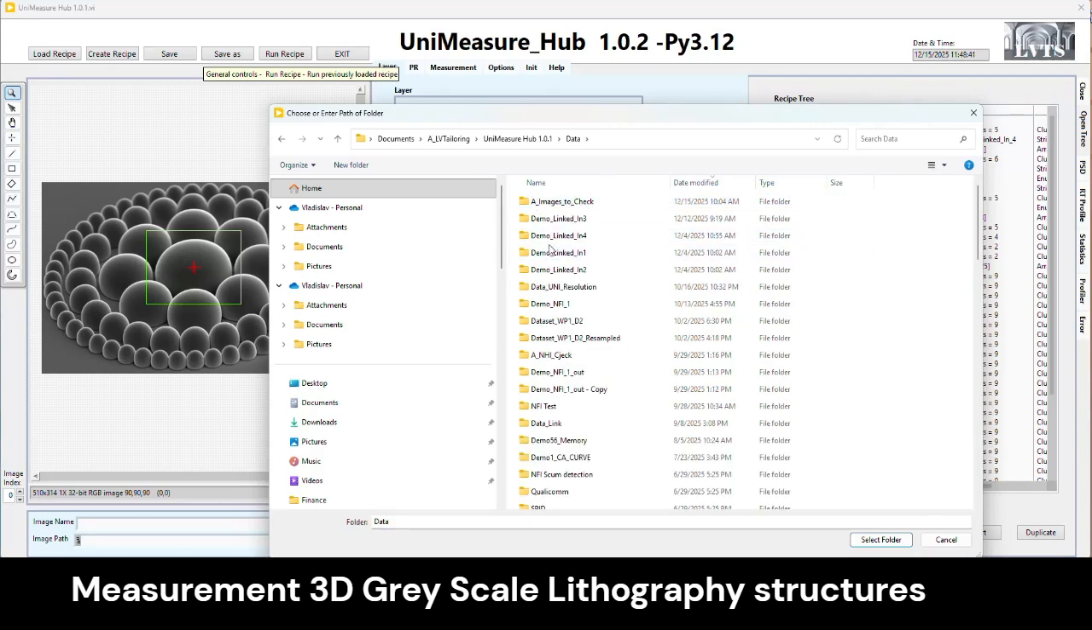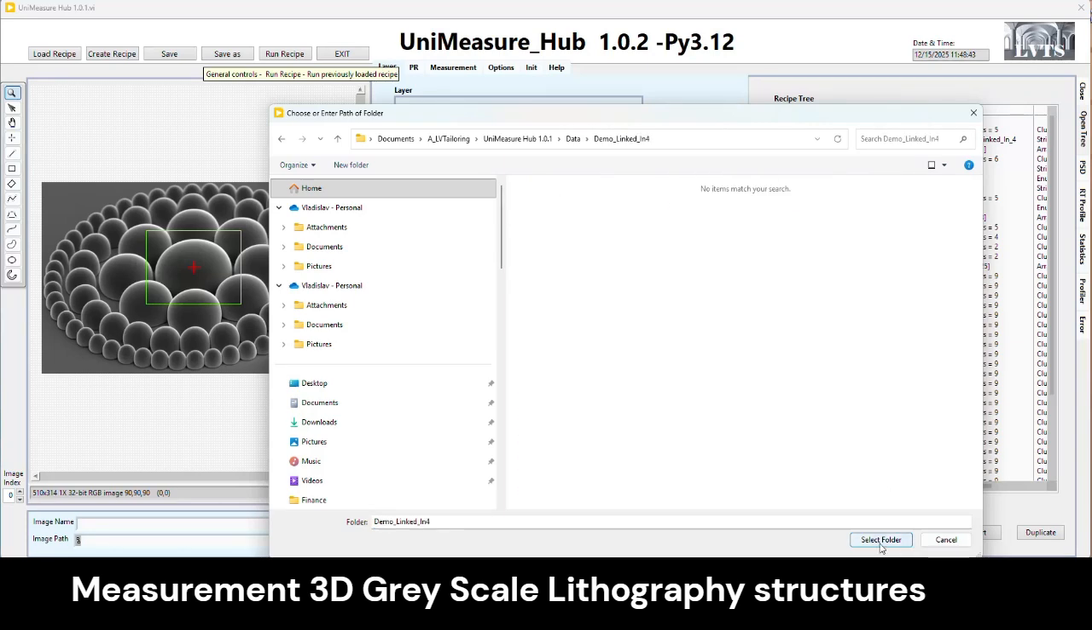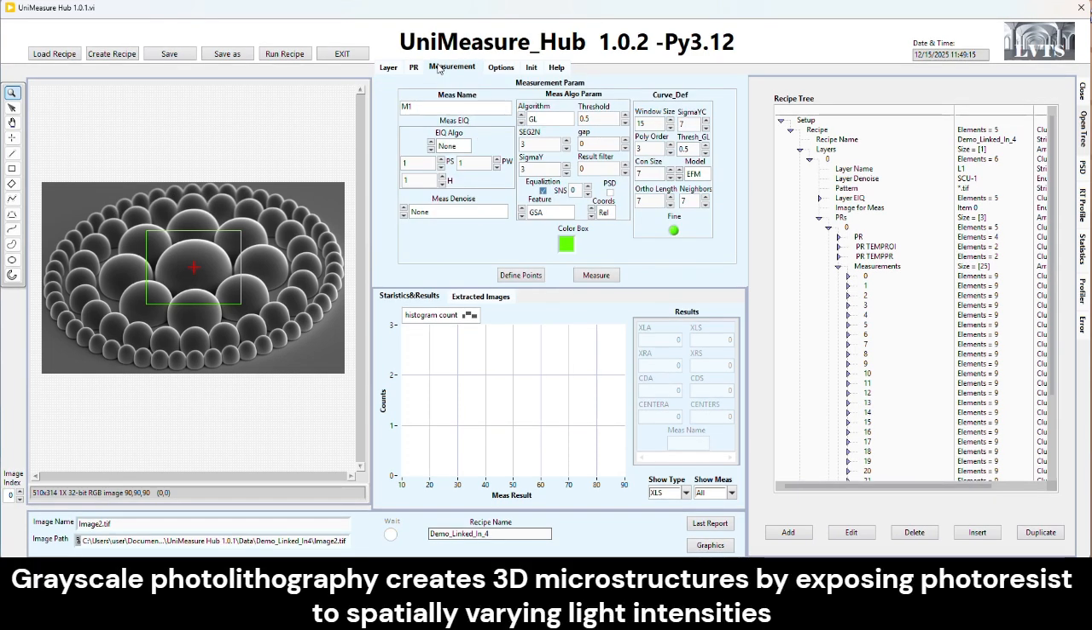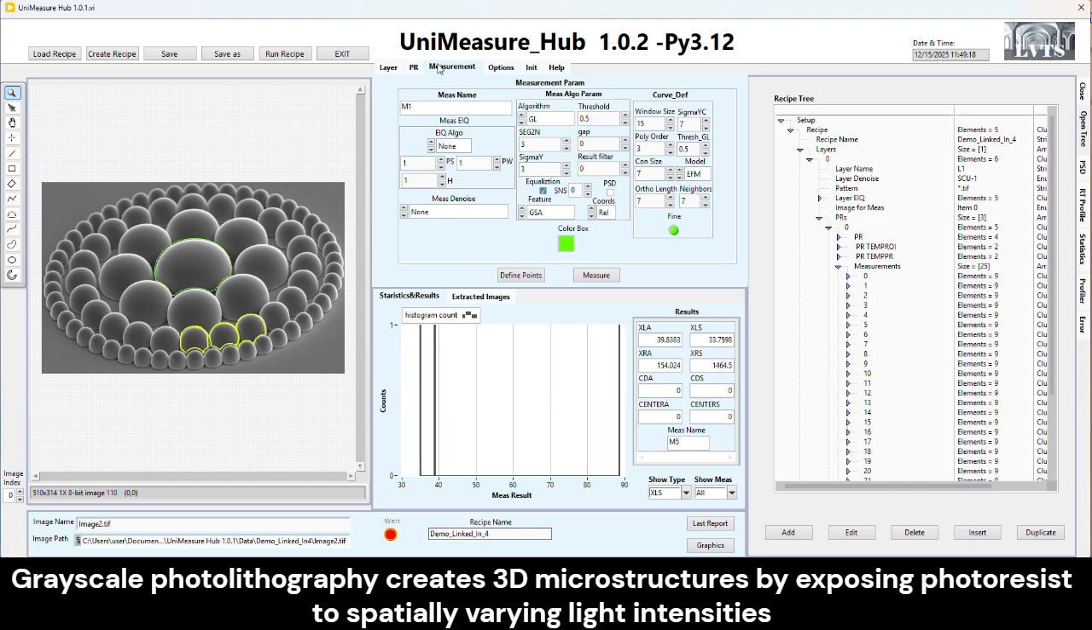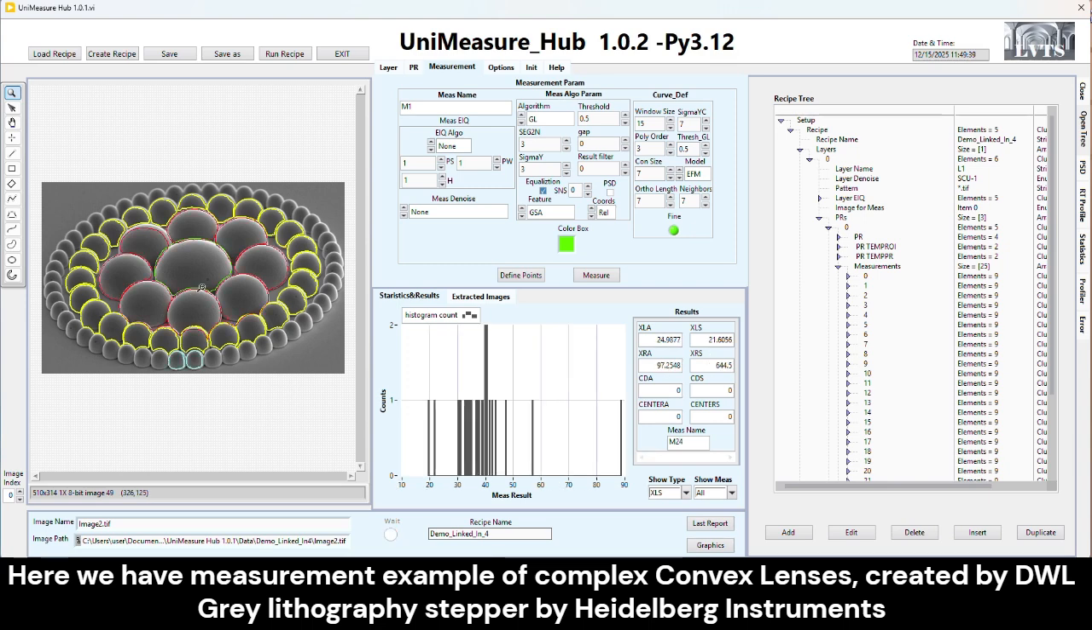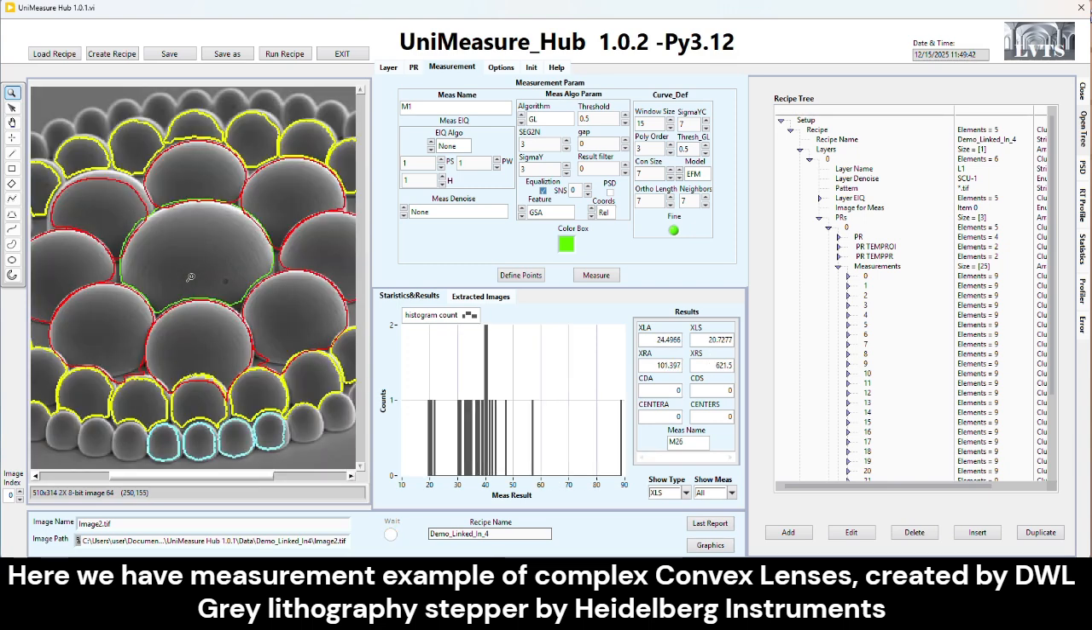Measurement of 3D grayscale lithography structures. Grayscale photolithography creates 3D microstructures by exposing photoresist to spatially varying light intensities. Here we have a measurement example of complex convex lenses created by the DWL Gray Lithography Stepper by Heidelberg Instruments.